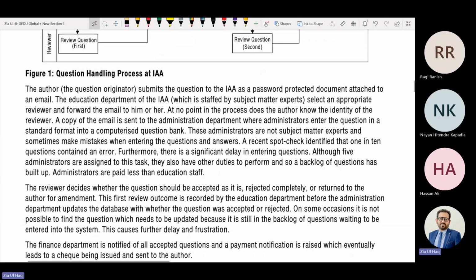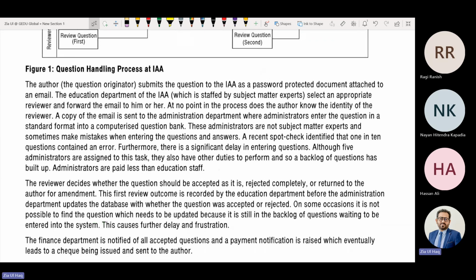The author, the question originator, submits the question to the IAA as a password protected document attached to an email. So he is sending the question to IAA through a password protected document by email. The education department of the IAA, which is staffed by subject matter experts, selects an appropriate reviewer and forwards the email to him or her.